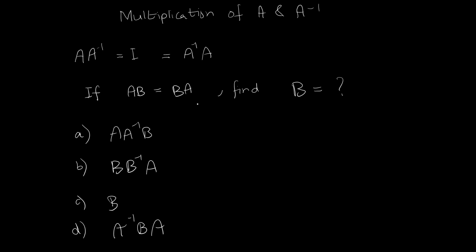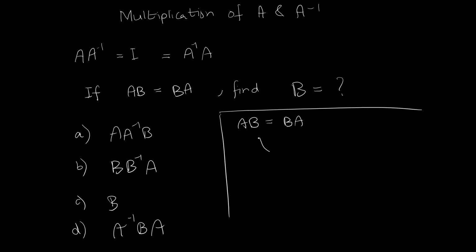So, starting from the given value, which is AB equals BA, we know that we need the value of B. That means we need only B on the left side, and we need to eliminate this A here. That's why we'll multiply A inverse on both sides so that we can get rid of that A. Now, since we know that A inverse times A is the identity matrix, we get I times B equals A inverse BA.